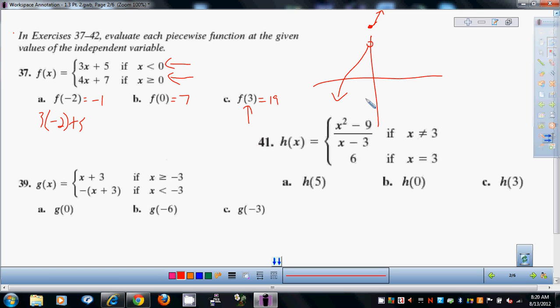39. Let's see. Part A. Olivia, what's part A going to be? Yes. Which function we plug it into? Very good. So it is the top one. And what's it going to be when you plug it in? Very good. Part B. Troyan.